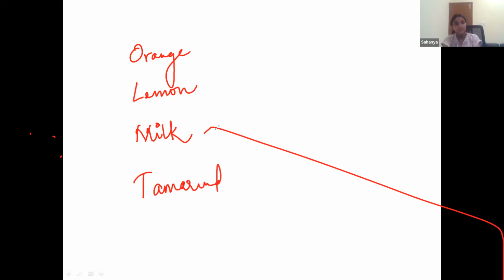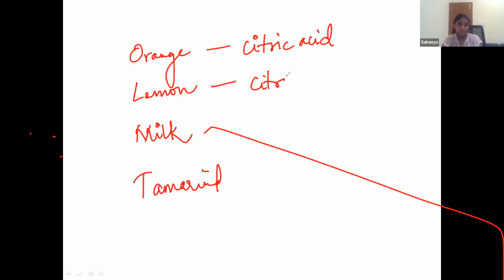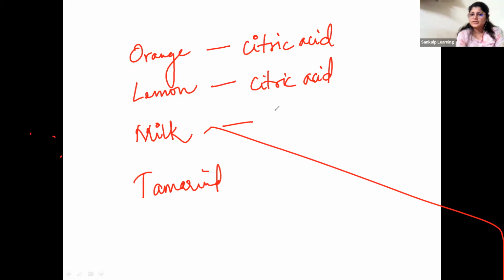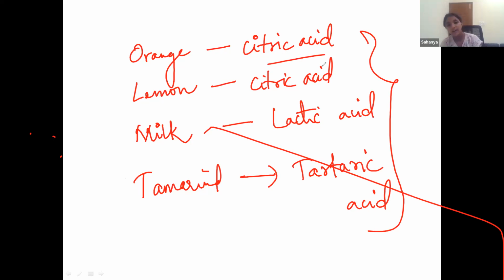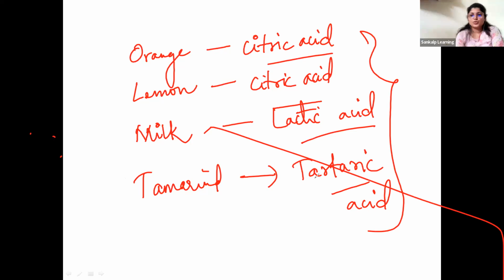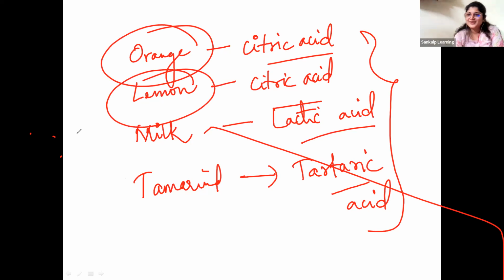In orange, there is an acid called citric acid. Lemon, citric acid. Milk, to convert milk into curd, there is something called lactic acid. In tamarind, there is something called tartaric acid. So these are acids. Are these acids harmful for our body? You eat orange, is it harmful? No. You drink lemon juice. So these are a type of acids which are present in fruits.